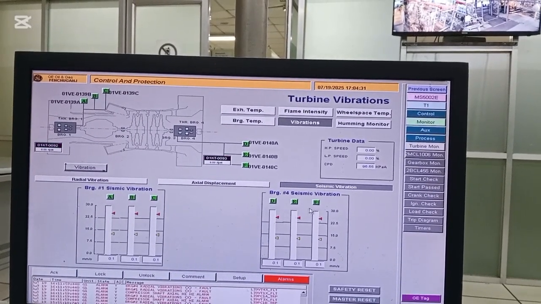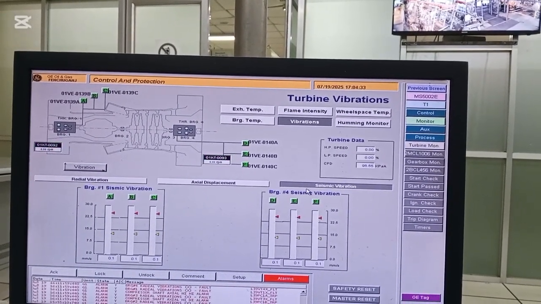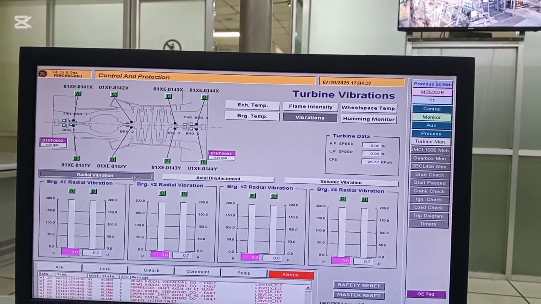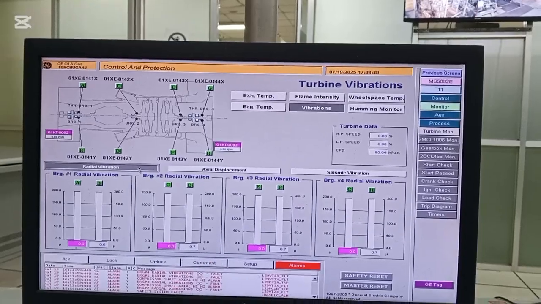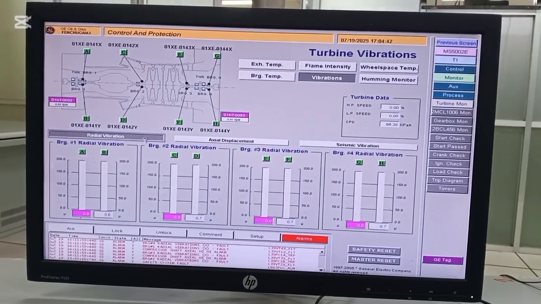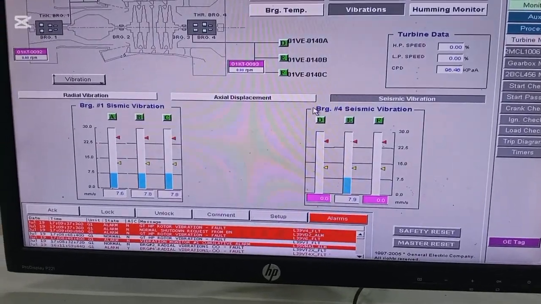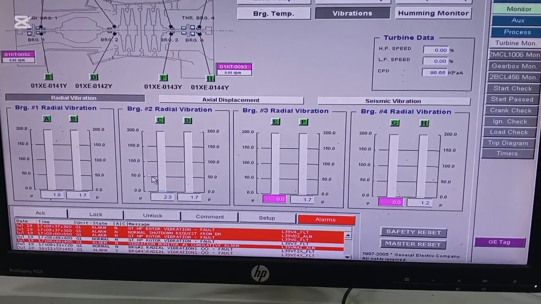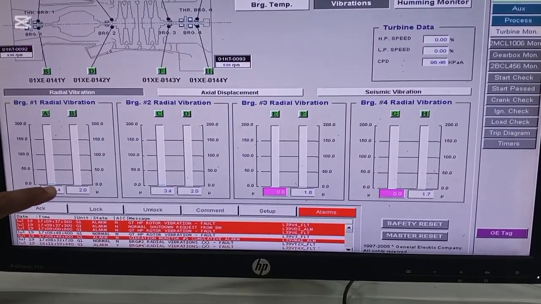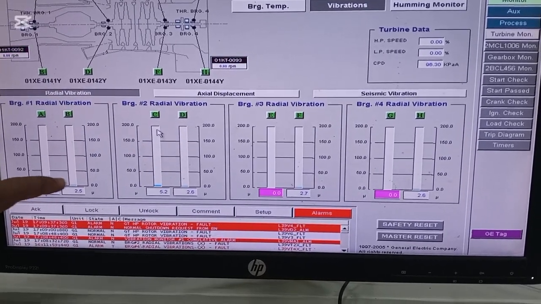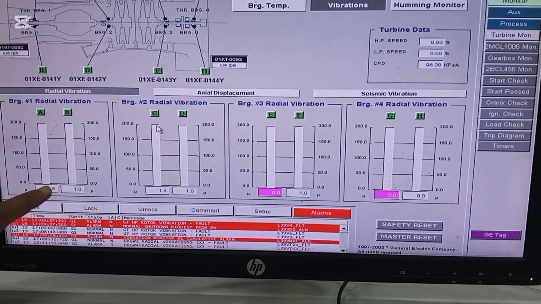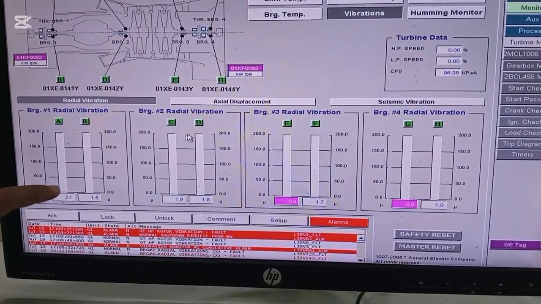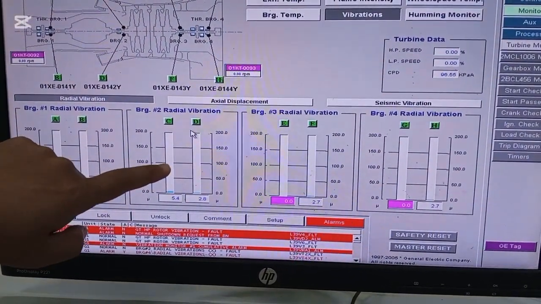Then we connected the sensor to its base, and we saw that one connector was showing okay, and at the same time when we connected the C position sensor, we saw that every vibration was fluctuating, and then we came to a decision that this sensor is the problem. This is the problem sensor.